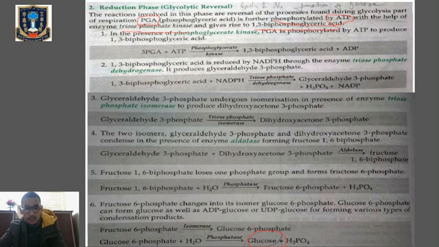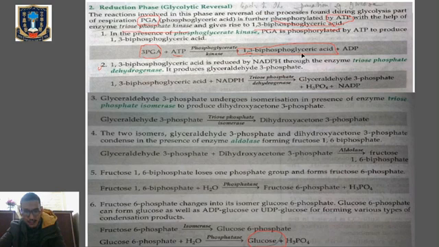1,3-bisphosphoglyceric acid. So look over here. In the presence of the enzyme phosphoglycerate kinase, clear? Listen very carefully. In the presence of the enzyme phosphoglycerate kinase, the phosphoglyceric acid will be phosphorylated by the ATP to form 1,3-bisphosphoglyceric acid. Clear?